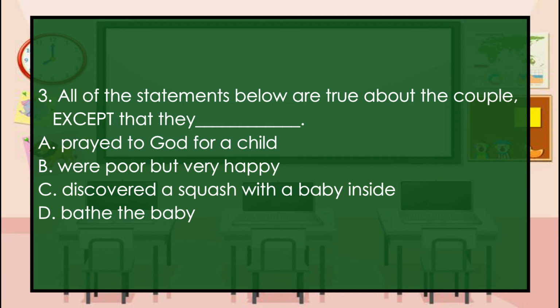Number 3. All of the statements below are true about the couple except that they A. Prayed to God for a child, B. Were poor but very happy, C. Discovered a squash with a baby inside, or D. Bathed the baby.